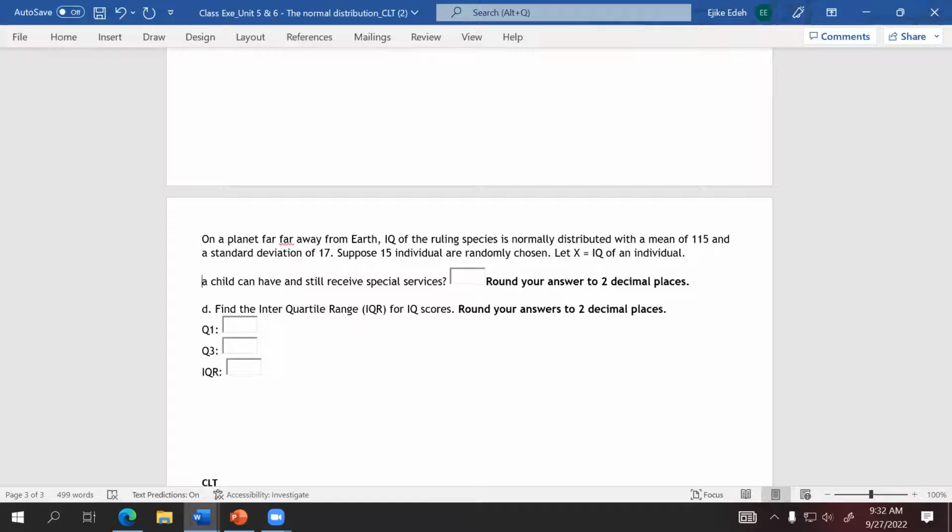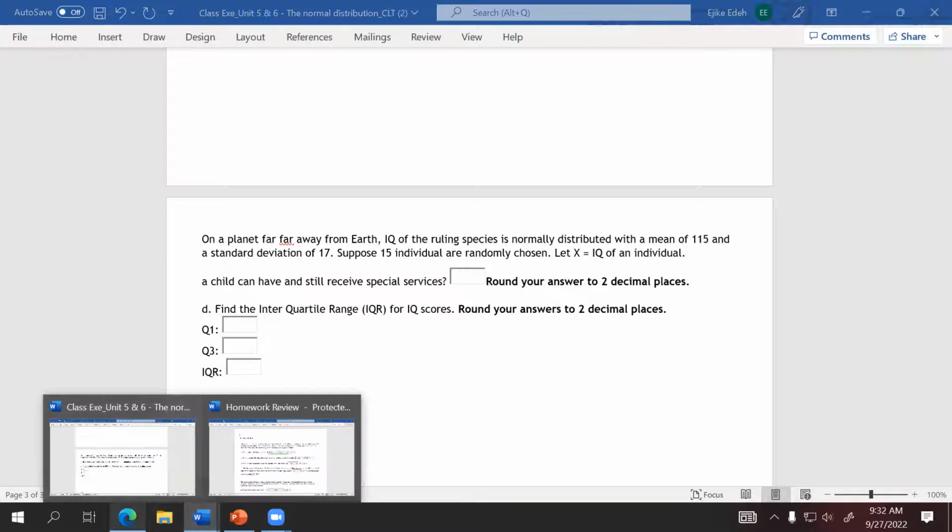Okay, so it says on a planet far, far away on Earth, IQ has a mean of 115 and the standard deviation is 17. Suppose 15 individuals are randomly chosen. What is the following? If X is a random variable, a child can have and still receive special services... What is that? That's not a complete question. Let me look at the original one.